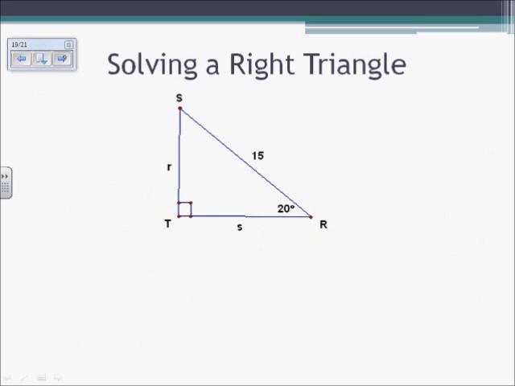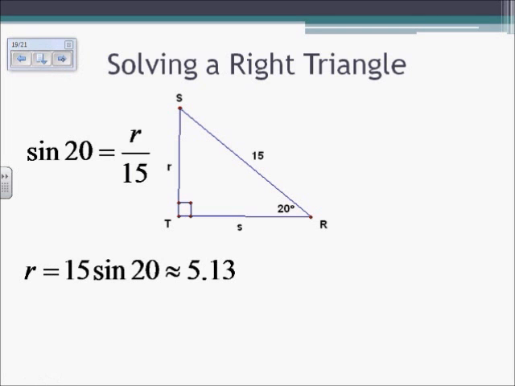Let's now solve one that has one side length and one angle. Here we can use the fact that the angle S is going to be 70 degrees by using the fact that the angles add up to 180 degrees, and we'll use trig to solve for both R and S. So of course, once we have one angle and one side, we can solve for the other side. Sine of 20 is equal to R over 15. Multiply 15 on both sides. R is equal to 15 sine of 20, or approximately 5.13.